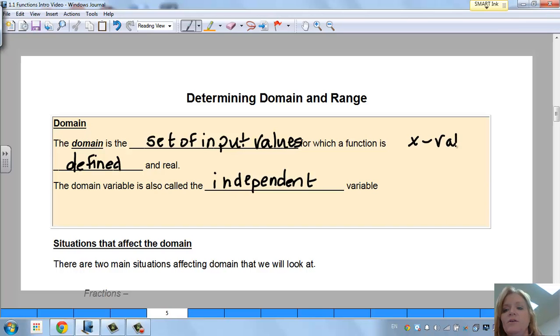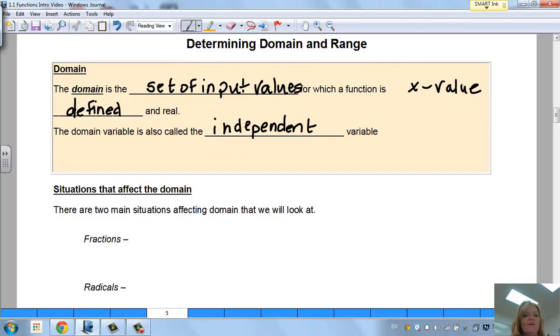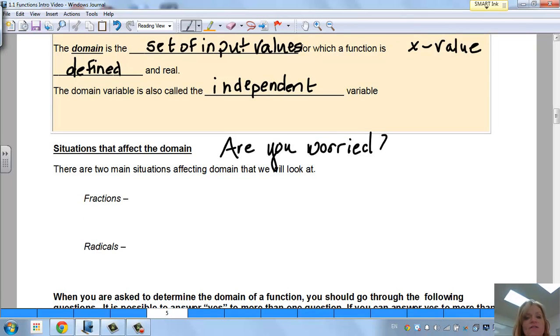Situations that affect the domain. So the question you have to ask yourself is, am I worried? Because if you can't put that in your function, or it doesn't work, then I'm worried, and if I'm worried, then you know that you can't use it. So there are two main situations that affect domain. One is fractions and one is radicals.